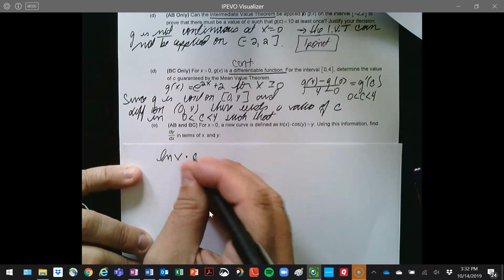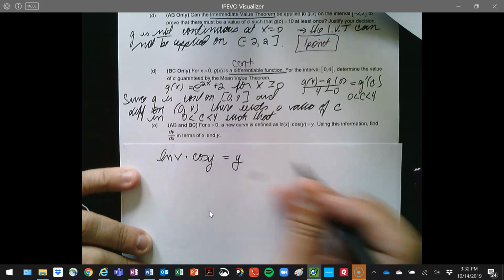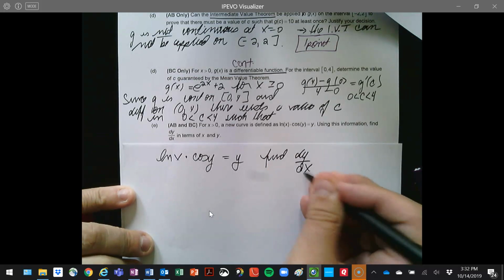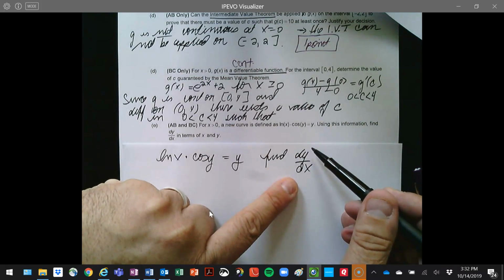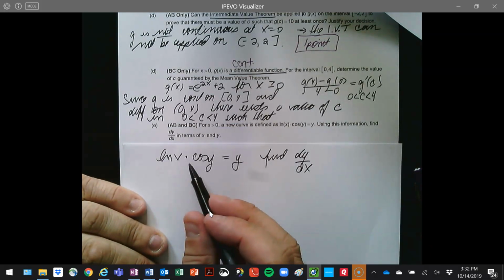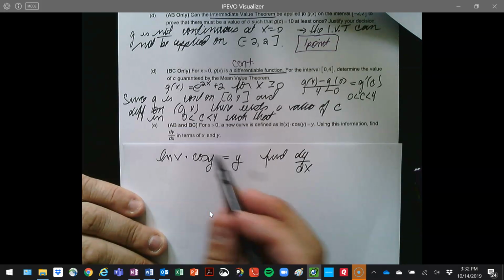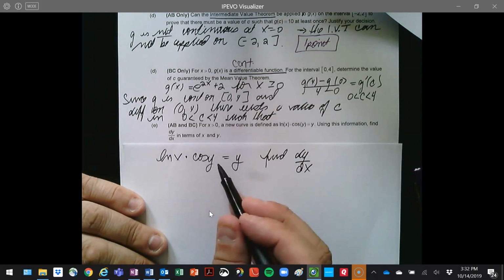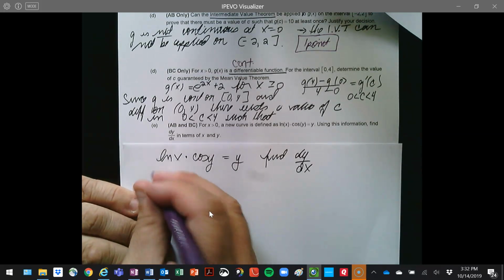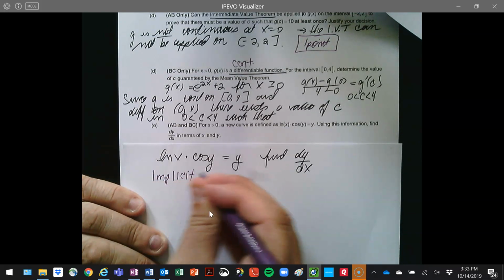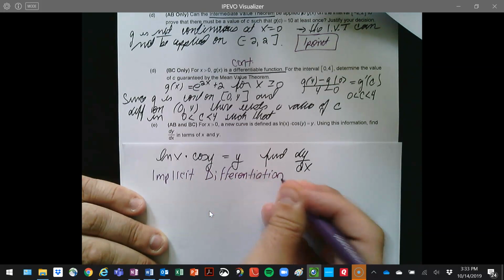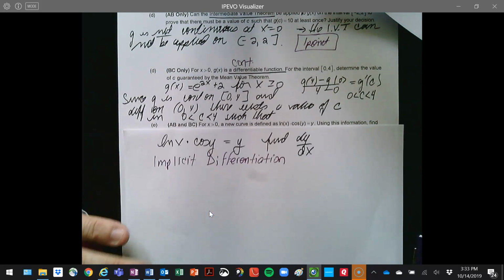So the natural log of x times the cosine of y is equal to y, and we want to find dy/dx. We want to find the derivative of y with respect to x. Well, look at this. You've got the x's and the y's mixed in together on the same side of the equation, and you want to find the derivative. This technique is called implicit differentiation.